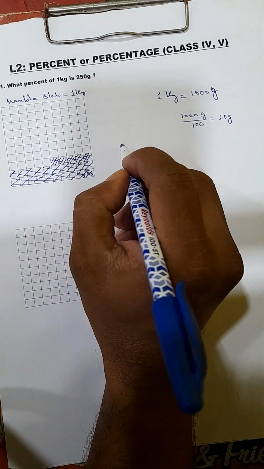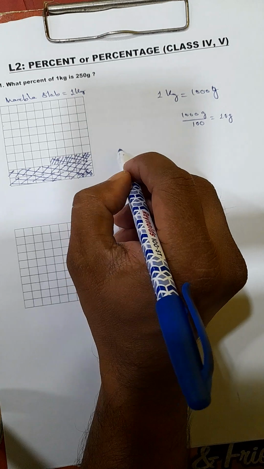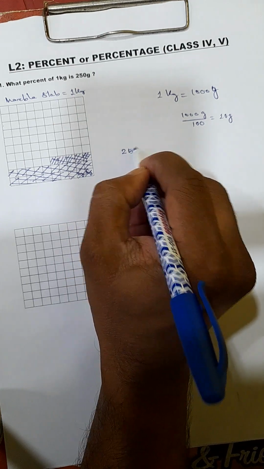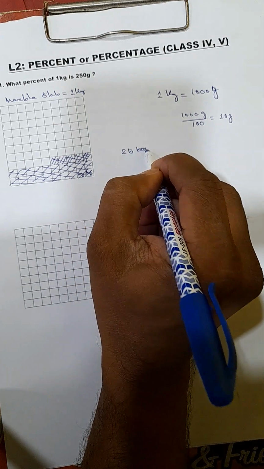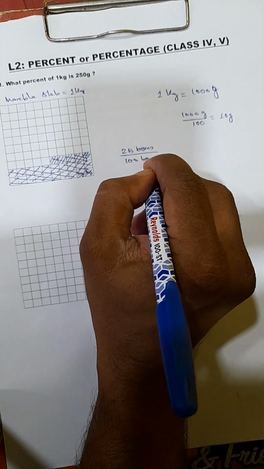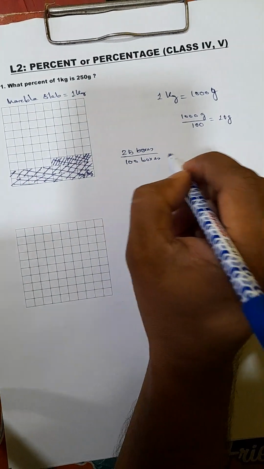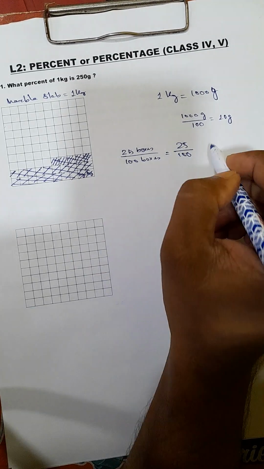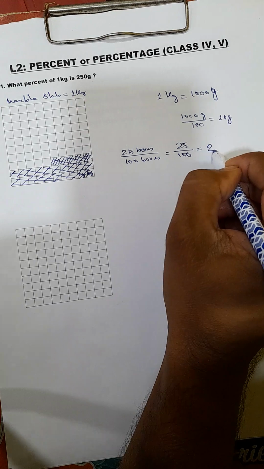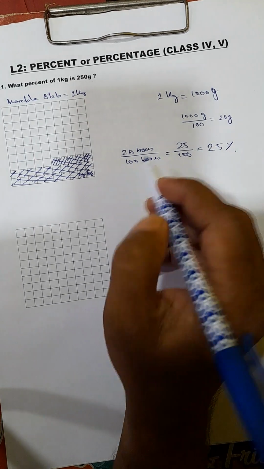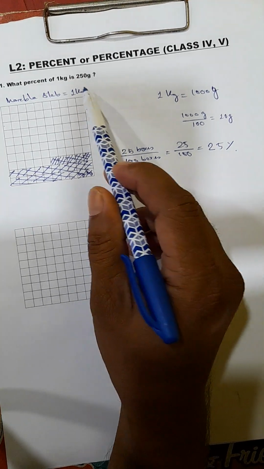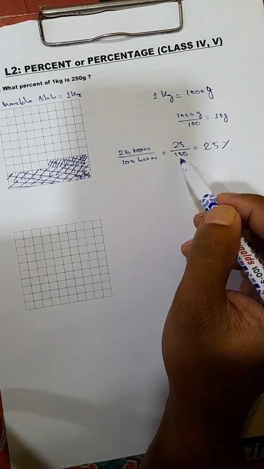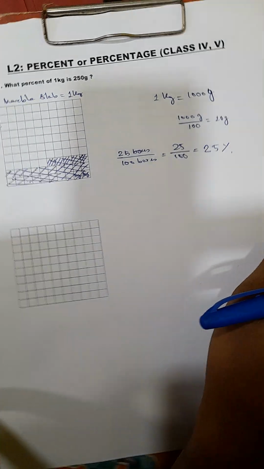Now this shaded portion means how many boxes? 25 boxes out of total 100 boxes. 25 boxes out of 100 boxes means 25 divided by 100. So 25 divided by 100 means 25%. So 250 gram is 25% of 1 kilogram.